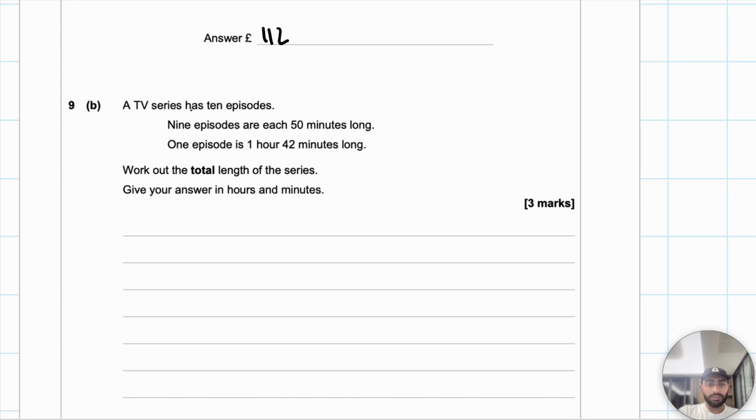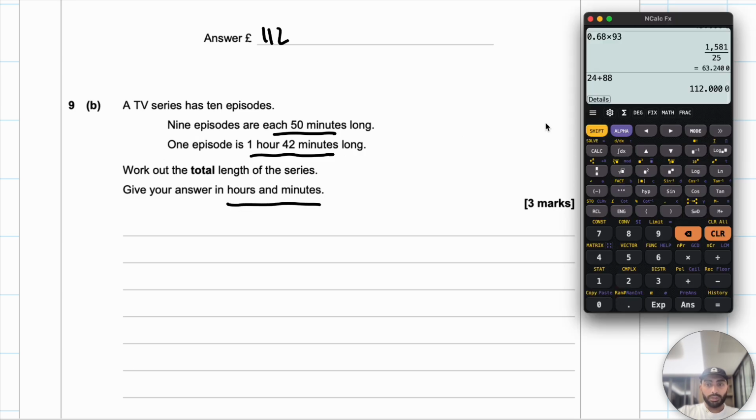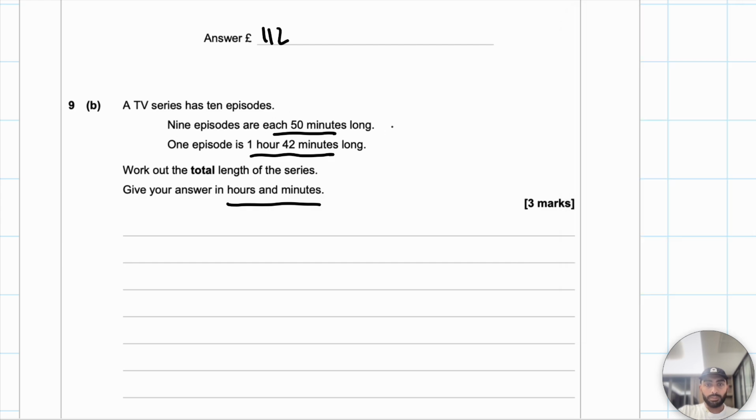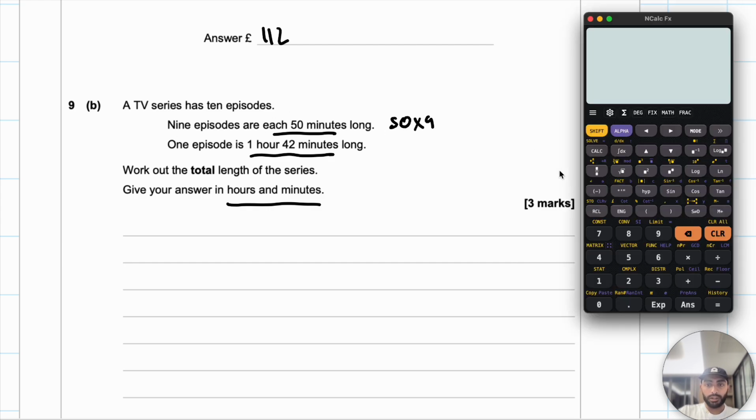Question 9b. A TV series has 10 episodes. 9 episodes are each 50 minutes long. 1 episode is 1 hour 42 minutes long. Work out the total length of the series. Give your answer in hours and minutes. Because we've got a calculator, we can use it here. We're doing 50 minutes multiplied by this 9 first. 50 times by 9.